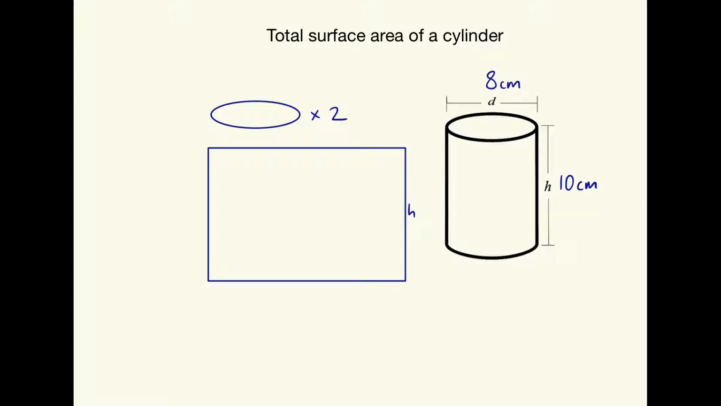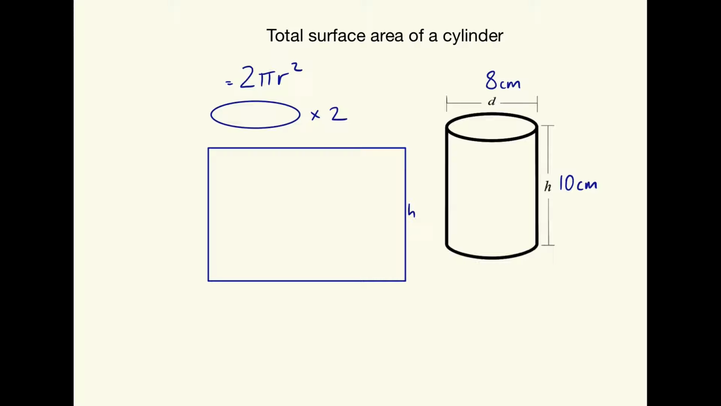Alright, now I've got the two shapes that make up a cylinder. I've got two circles and one rectangle. Let's go ahead and write the formulas for each of these. Up the top, the formula of a circle is going to be this: pi times radius squared. However, there are two circles here, so we need to multiply this formula by 2 because there are two circles. So that's the formula for two circles.